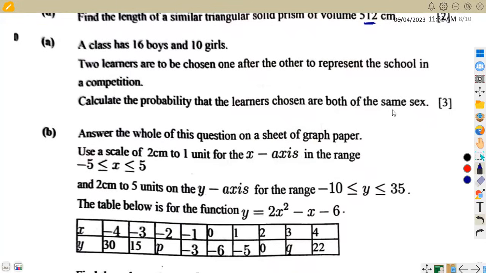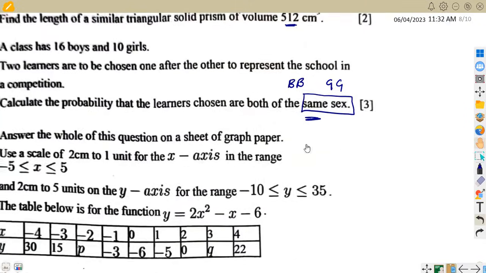How is this possible? We need the condition of having a boy and a boy, or a girl and a girl. You can use the probability tree diagram to answer this question, or you can simply use your knowledge. This is our 10A. Like I said, we can use the probability diagram, or you can just answer it straight.